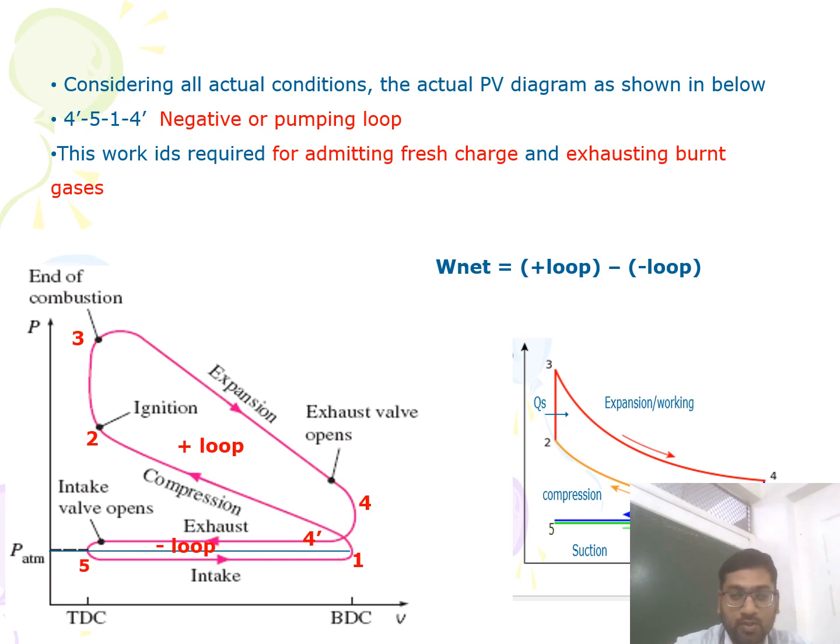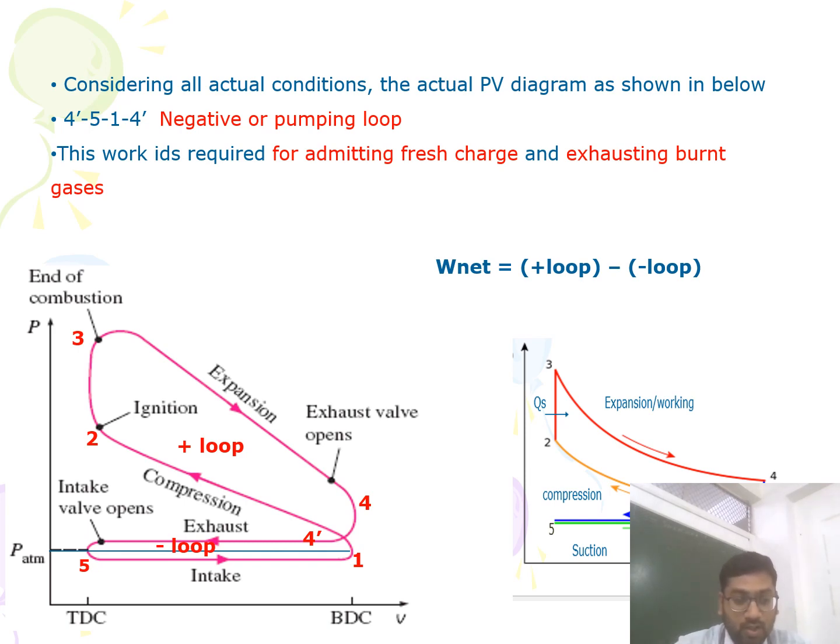You can mark it. In the theoretical PV diagram, you can see 5 to 1, 1 to 2, 2 to 3, 3 to 4, 4 to 5, and again 5 to 1. While in the actual PV diagram on the left, you can see 1 to 2, 2 to 3, 3 to 4, 4 to 4', 4' to 5, and 5 to 1 again. So in the theoretical diagram only one loop is created, while in the actual PV diagram you can see two loops, an upper loop and a lower loop. In this figure, I have indicated the positive loop and negative loop.